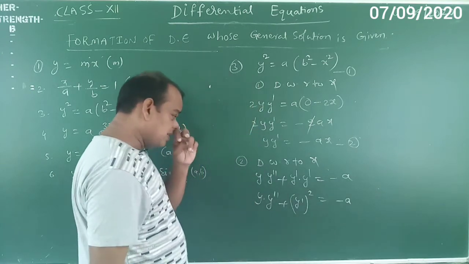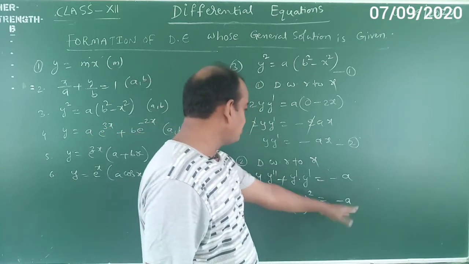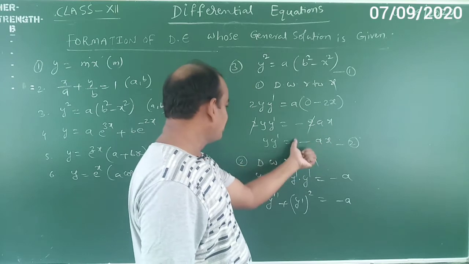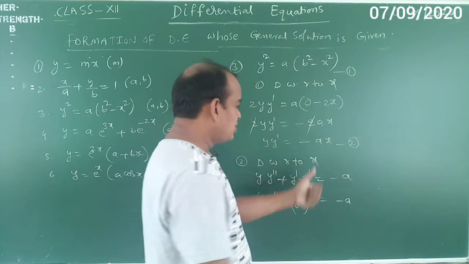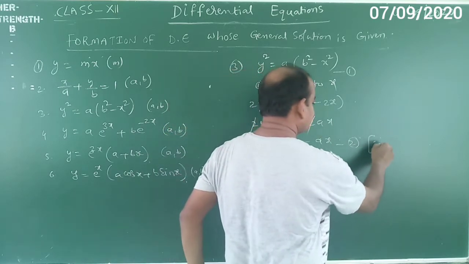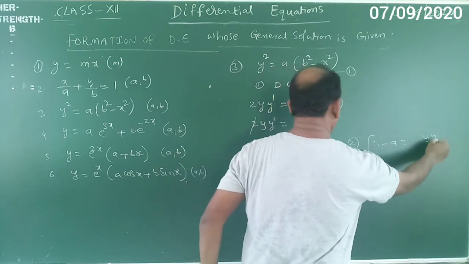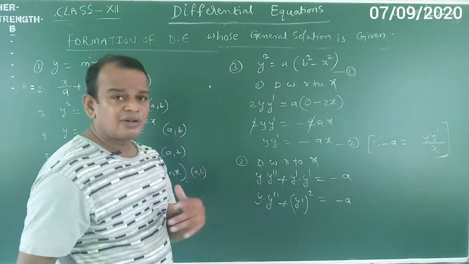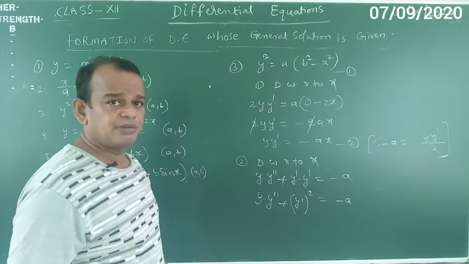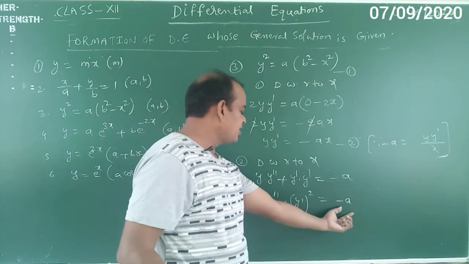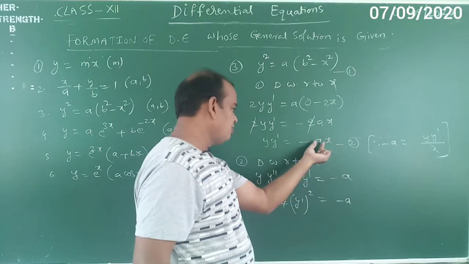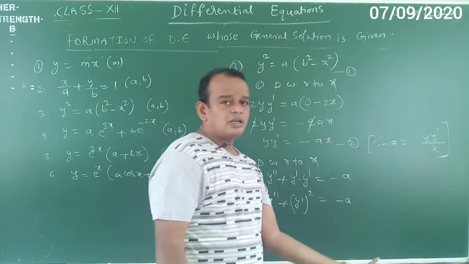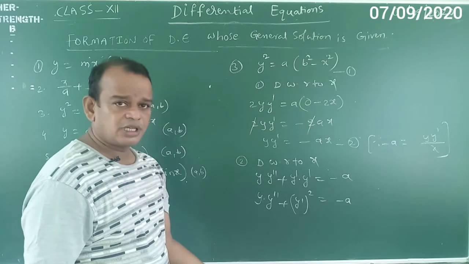From this one you remove just the a value. From equation 2, observe what the value of -a is. Here -a equals y y dash by x, from this one. Our goal is to remove the arbitrary constants, whatever they may be. Already in this one only a is remaining. We will find the a value here, substitute a, and complete the solution. I hope that you understood.